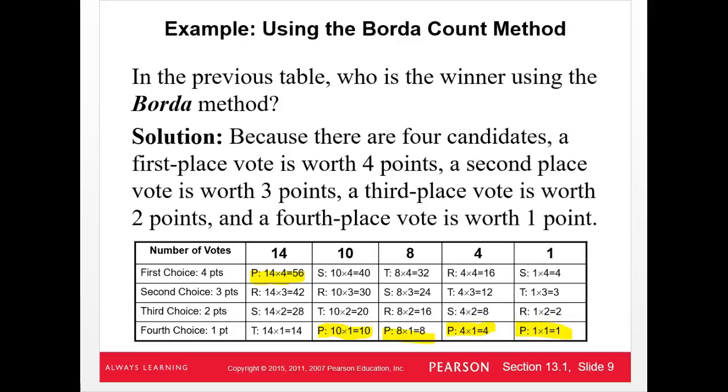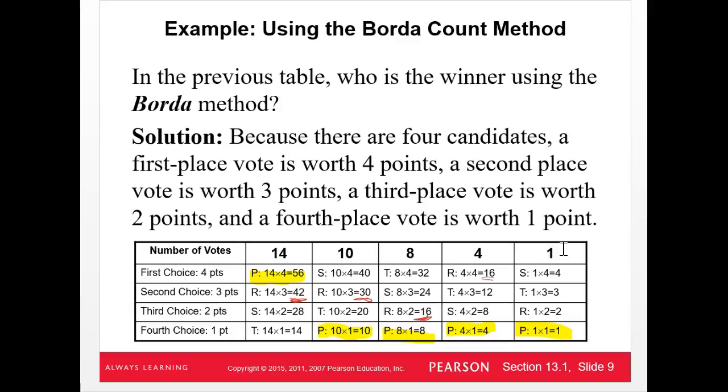So even though P won overall last time, just because there was a big number of ballots that had her first, all the rest of them had this person last. If you notice that tally, 56 and 10 is 66, 66 and 8 is 74, 78, 79. But then if we look at R, R's got 42 and 30. That's already 72. 72 and 16 is 88. 88 and 16 is 104, and then two more, 106. So R is already going way beyond P as far as points go.